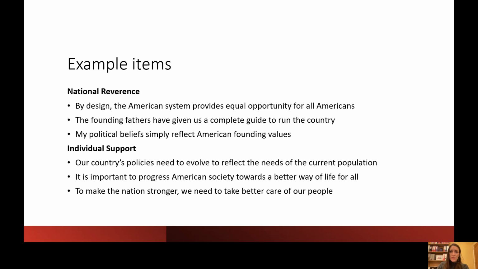So as a first step, we sought to operationalize these theorized principles. Some examples of the items that comprise the principles measures, both of which focus on the country, are here. The full scales are comprised of 10 national reverence and 5 individual support items.